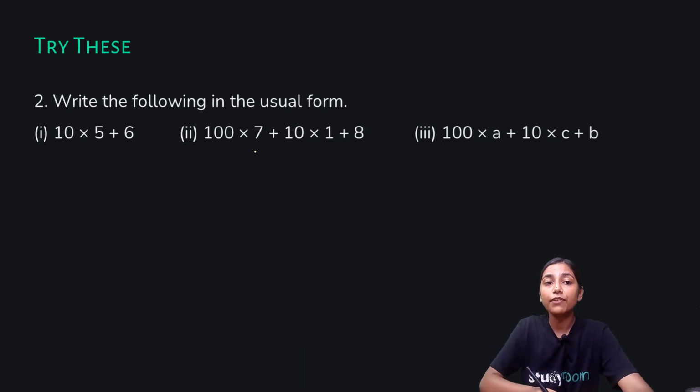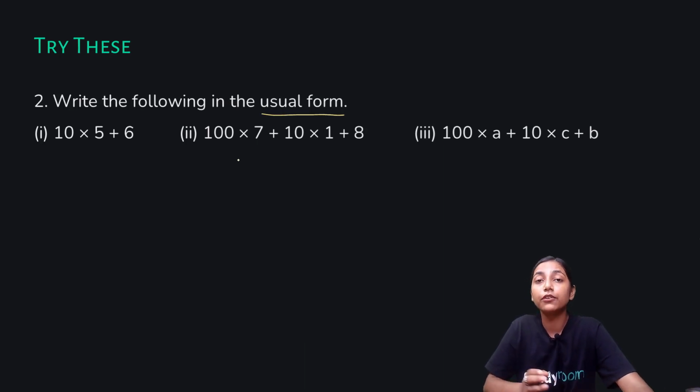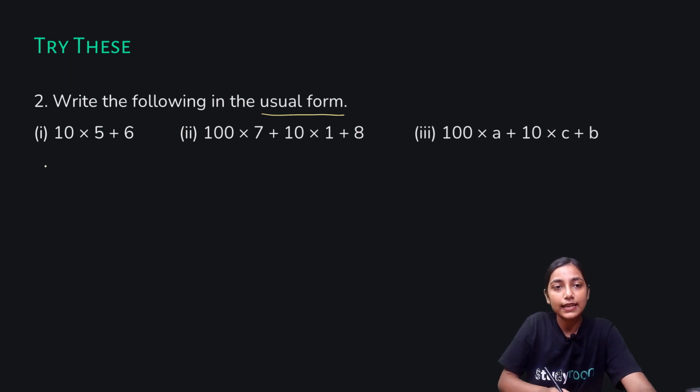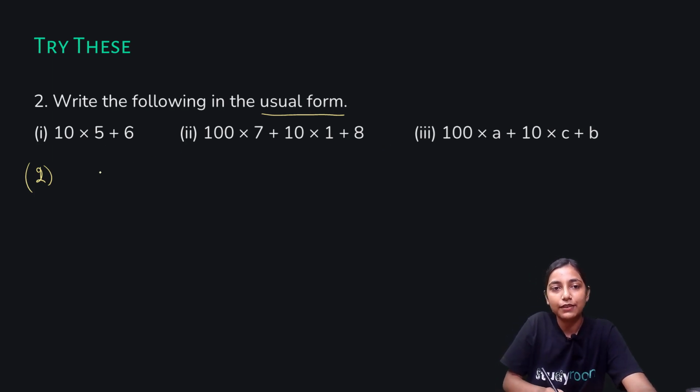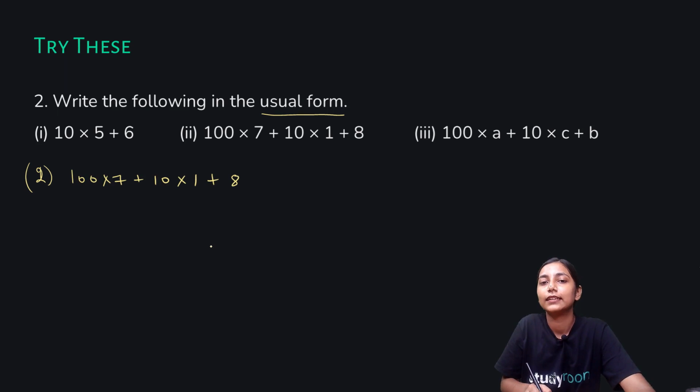Next, now we are given the generalized form of the numbers and we have to write these numbers in their usual form. So it's just the reverse of what we did earlier. I'll do the second part for you, and you do the first and the third parts yourself. We have 100 into 7 plus 10 into 1 plus 8. This is the generalized form of a number. How can the number be written in the usual form from this?